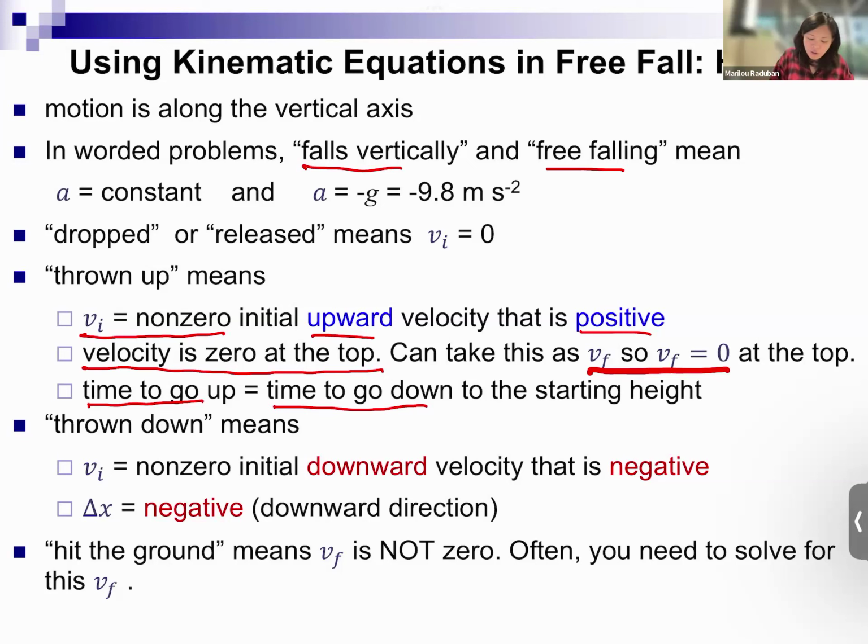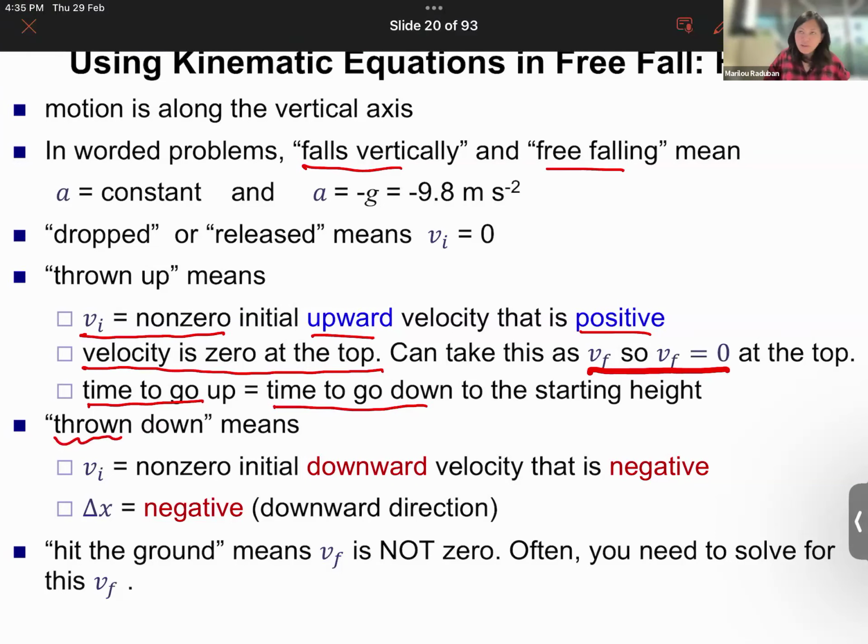When an object is thrown down, the word throw means that some initial velocity was applied in order for the object to move downwards. Of course, it's moving downwards, so the sign of your initial velocity should be negative. When it's thrown downwards, we can also say that the initial position will be the zero position, and hence the displacement will be negative.